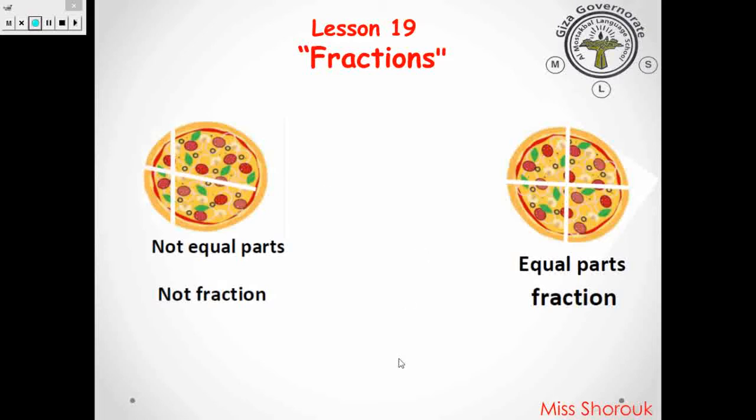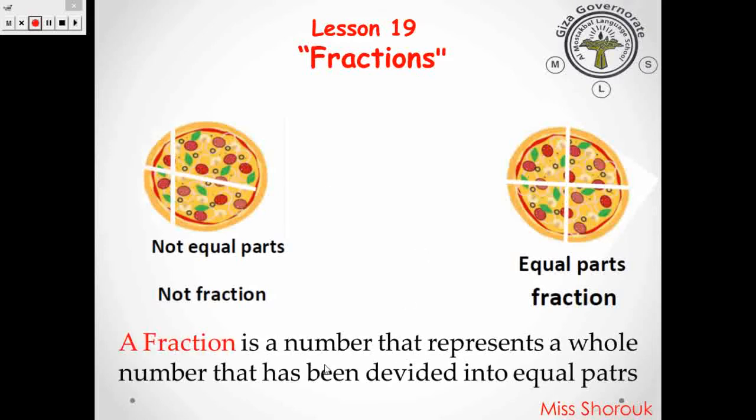Okay? So what's a fraction? A fraction is a number that represents a whole number that has been divided into equal parts.